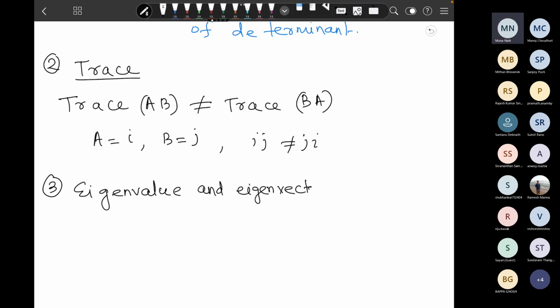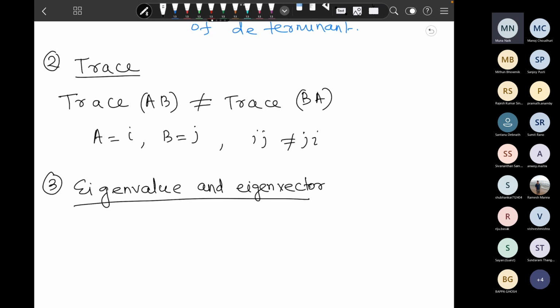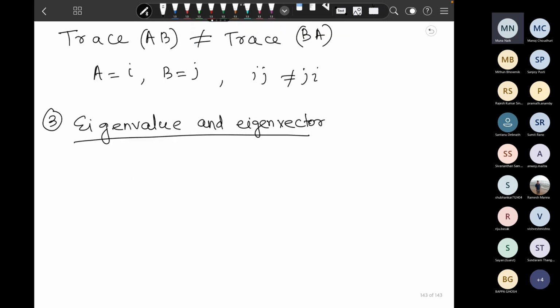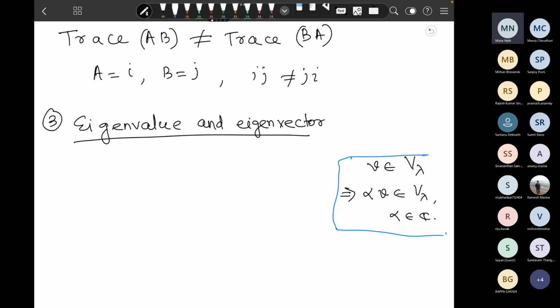Eigenvector. So now in the complex case, if V belongs to the eigenspace V lambda, and you multiply by some alpha V, this also belongs to V lambda, where alpha belongs to the complex field C. This is what you always get in the complex case, but this is not going to happen in the quaternion case.